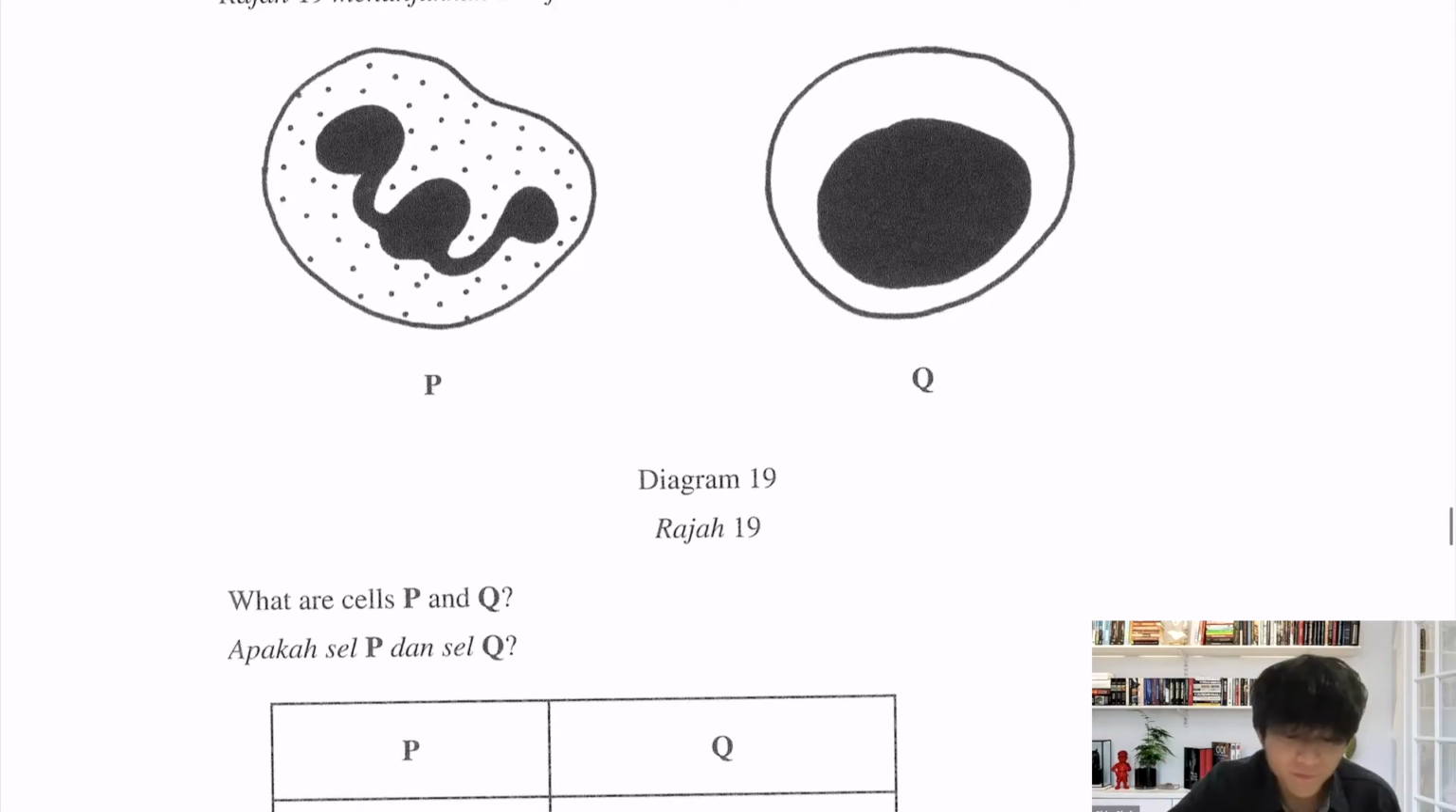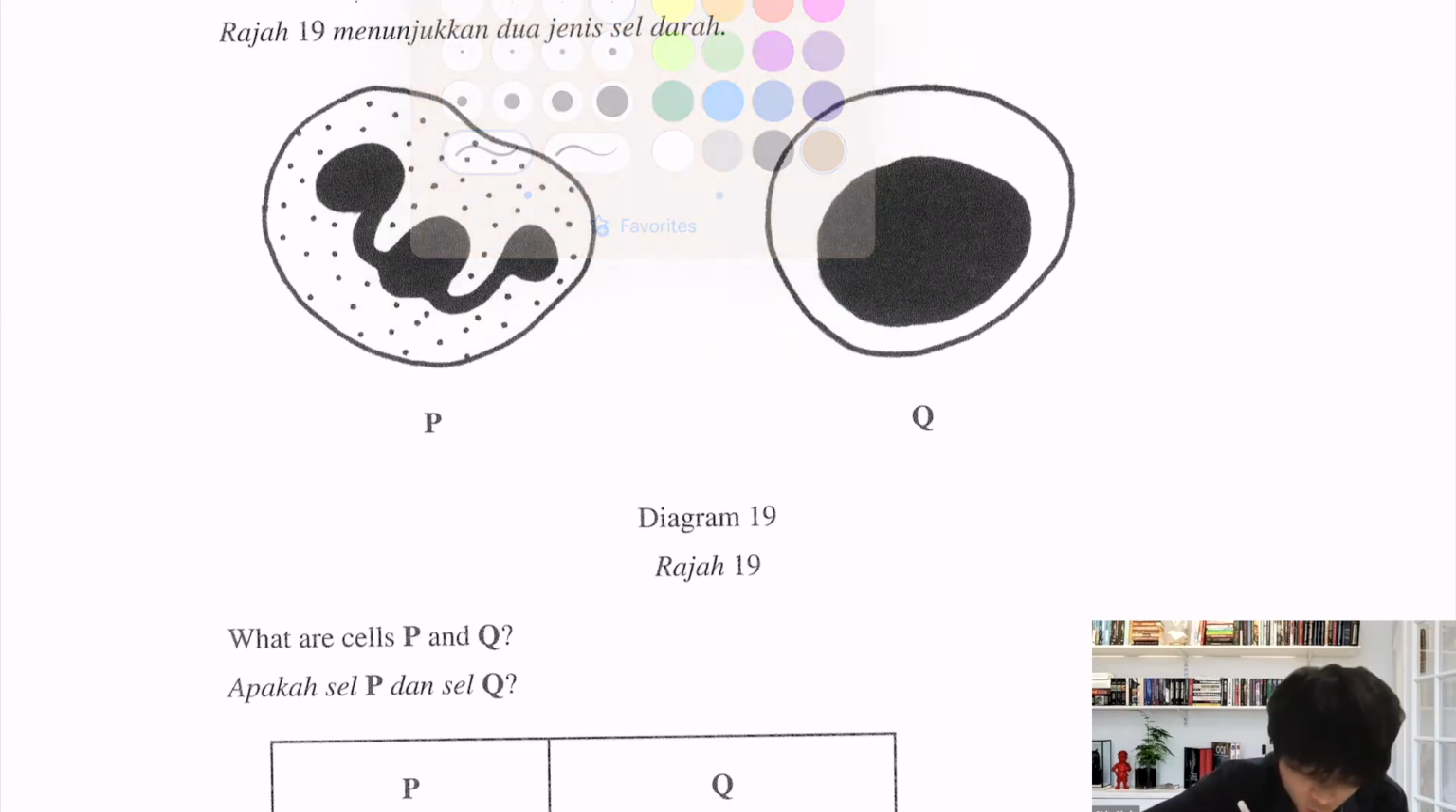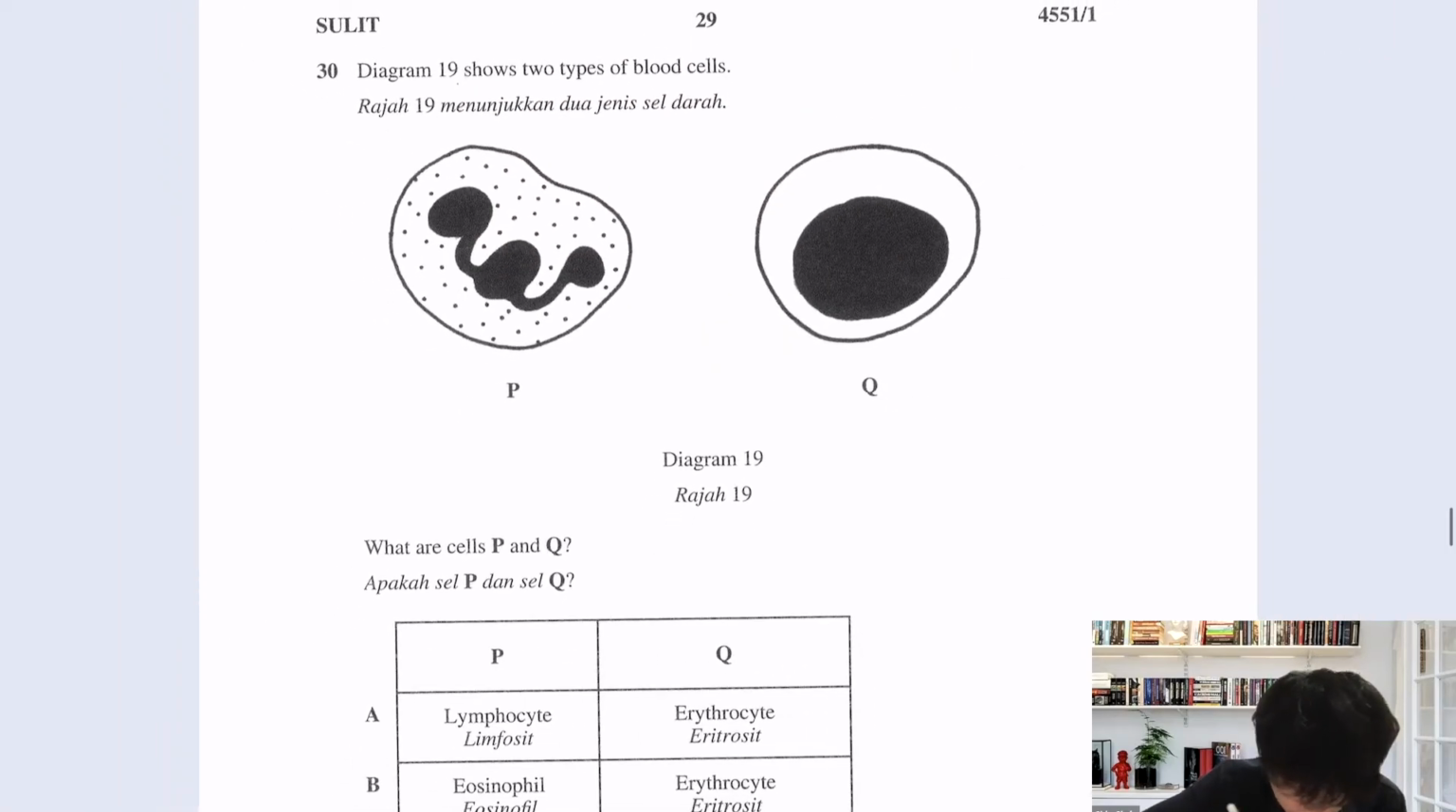Okay, guys, let's look at 30. So for 30, you have P and Q. You know that this is what we call neutral fuel.